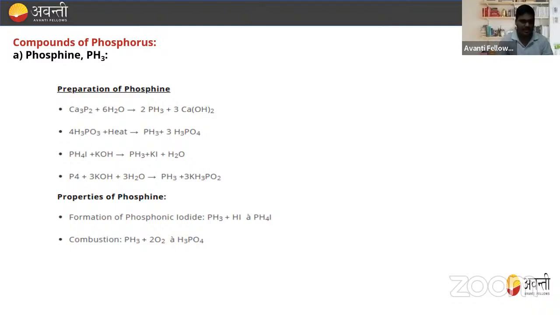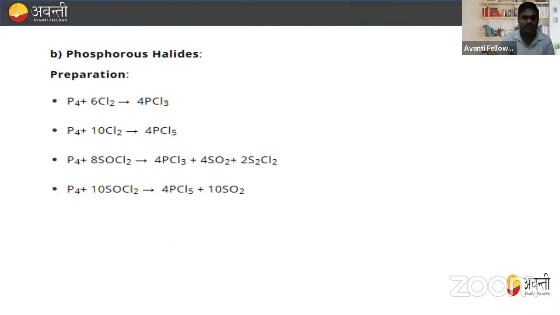Similarly, H3PO3, the oxoacid of phosphorus, will also produce PH3. PH4I reacts with KOH to produce this, and white phosphorus also reacts to form this, right? So this is the formation of phosphonium iodide, that is PH4I. What are the properties of phosphine? Similarly, combustion of PH3 gives us H3PO4.